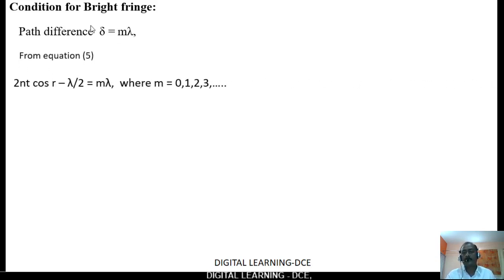Let us see the conditions for bright fringe or bright light. We know that in the previous session, the path difference should be delta equals m lambda. From equation 5, we can equate this path difference with the true path difference. We get 2nt cos r minus lambda by 2. This is the true path difference. This is equated with the above equation m lambda. Then this is the condition for bright fringe, where m equals 0, 1, 2, 3 and so on.